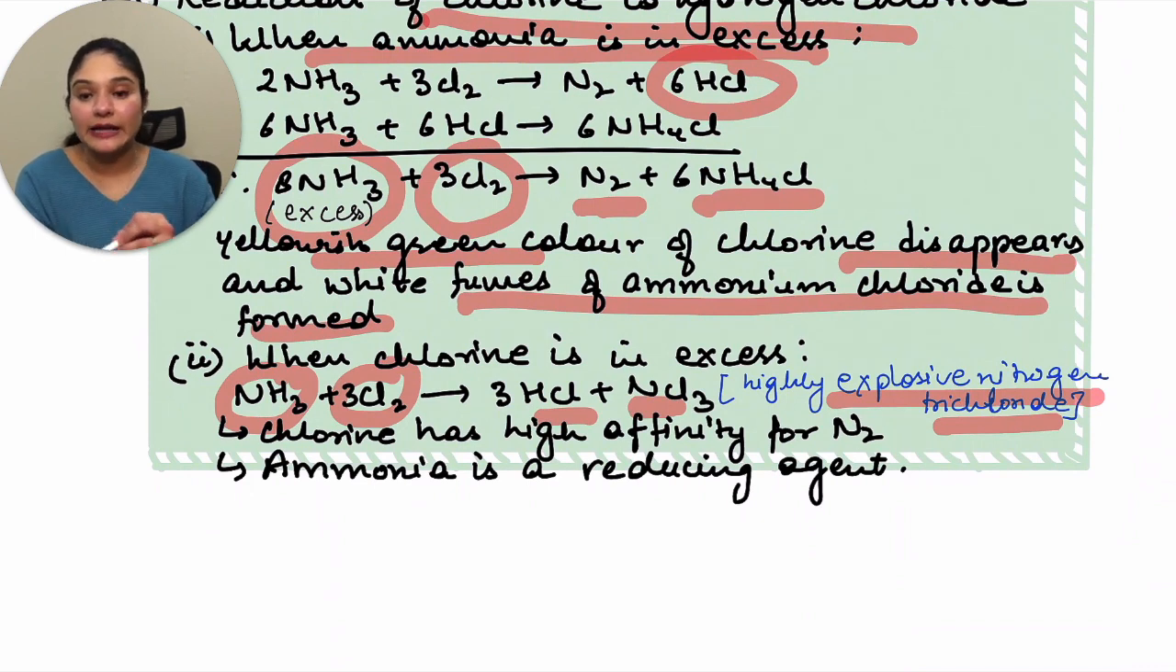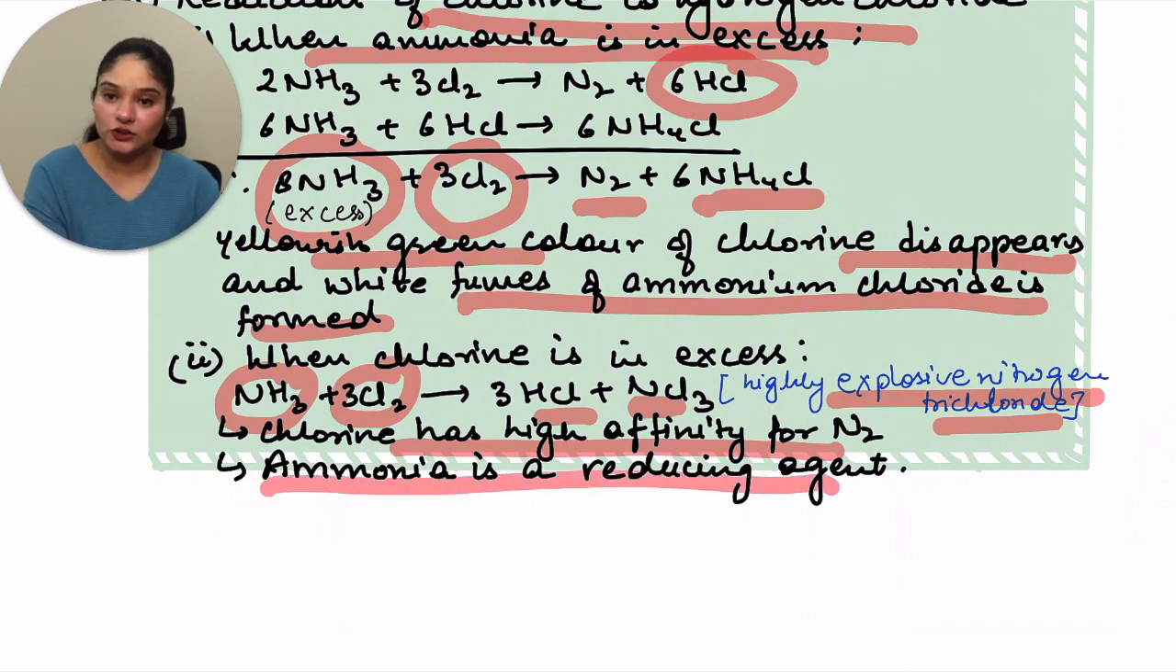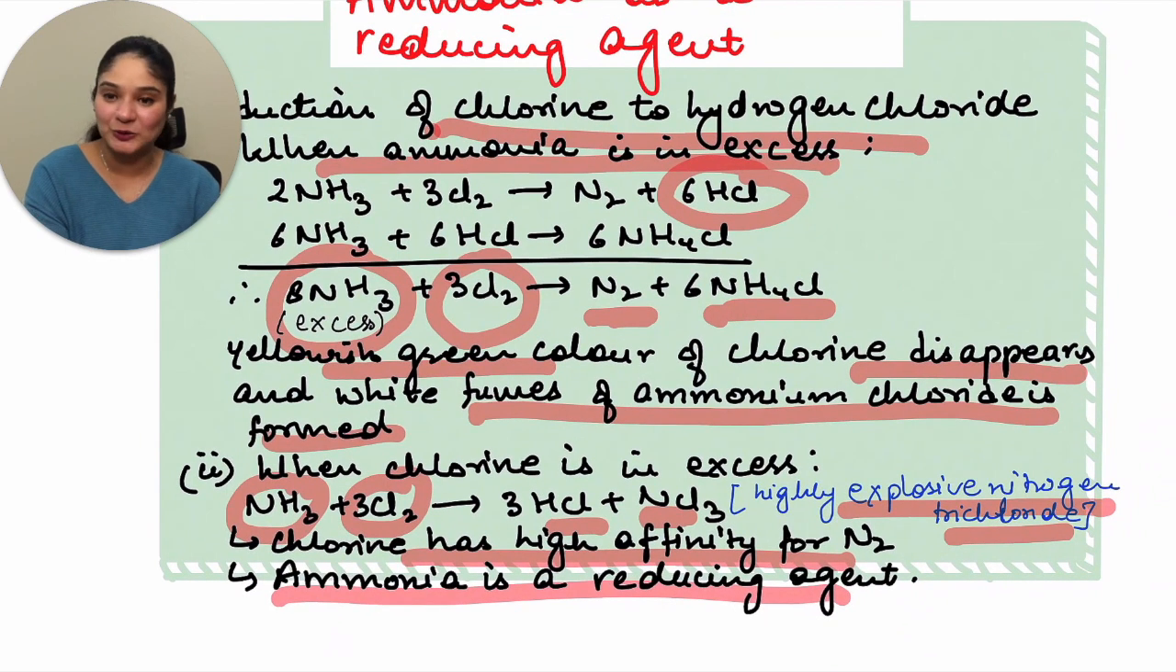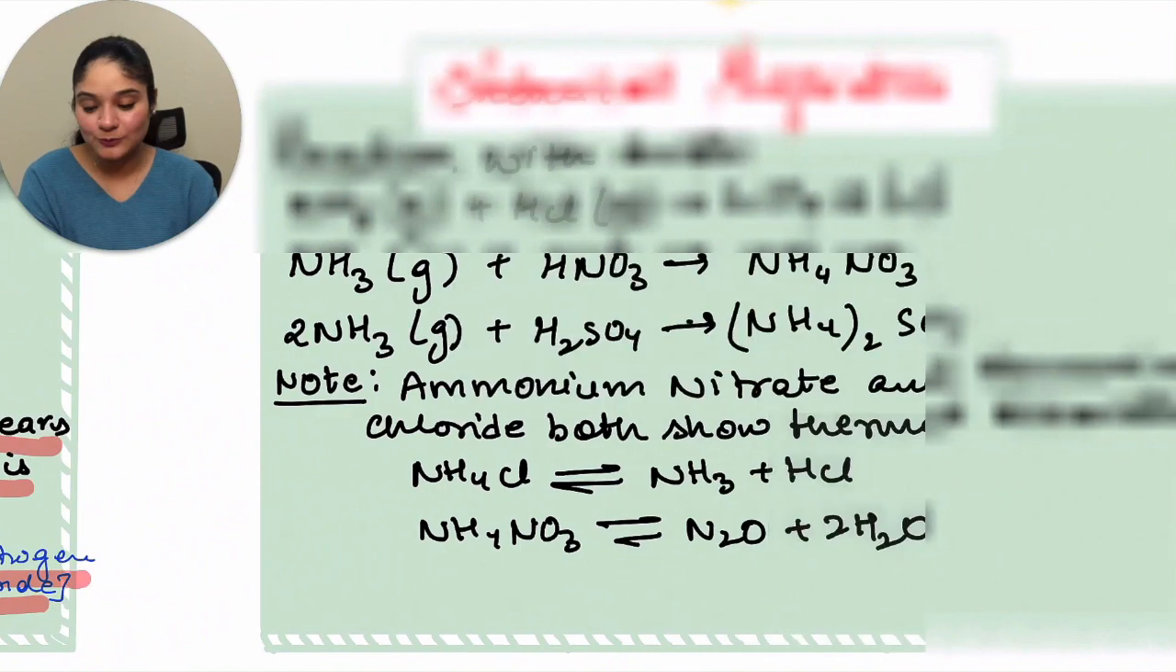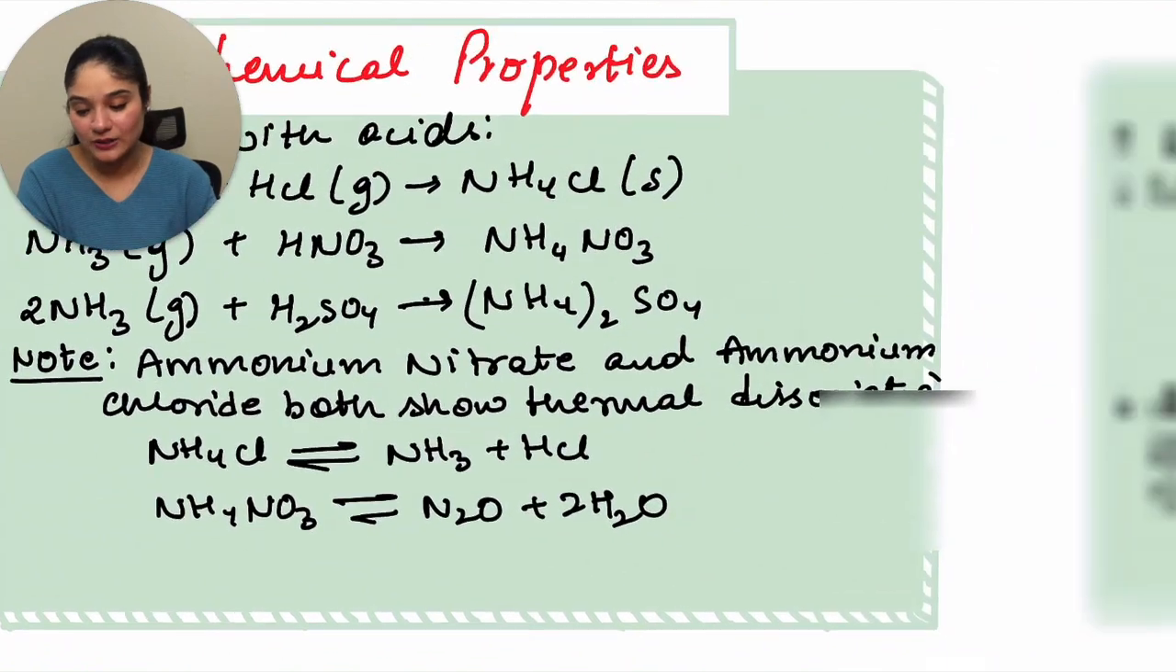What does this entire reaction show? This shows that chlorine has high affinity for nitrogen, and second, ammonia is a reducing agent. So it works as an example for both of the things. So I hope this is clear. Let's move ahead to the last portion, that is chemical properties. I think we have one more.